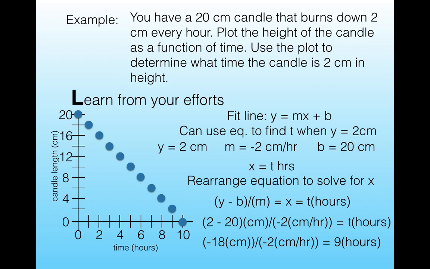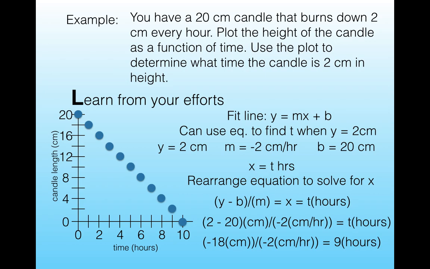I want to stop here for a second and point out the fact that our slope is negative. You should be able to figure that out from the fact that the candle is getting smaller. So that means that our slope must be negative 2 centimeters per hour. This is another example of how looking at the problem and understanding it will give us more information.